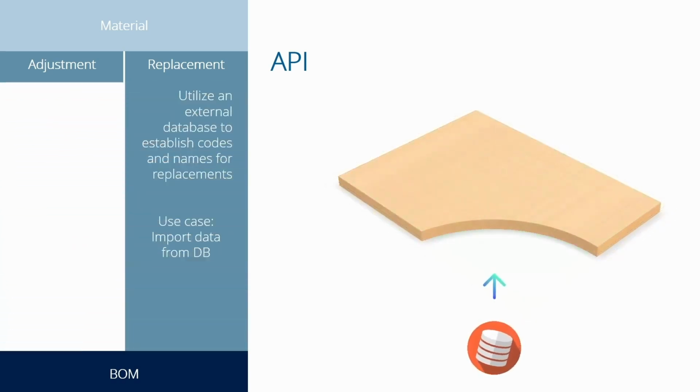Besides that, we also have material replacement. This one allows you to use an external database to get the codes and the names out of it. We can take an existing, say, SQL database and then utilize the data to define codes and names for the materials for the replacement.